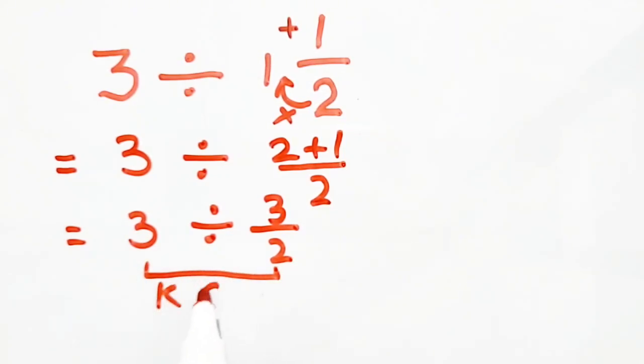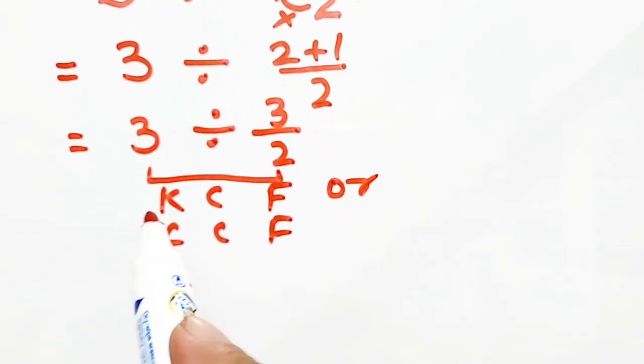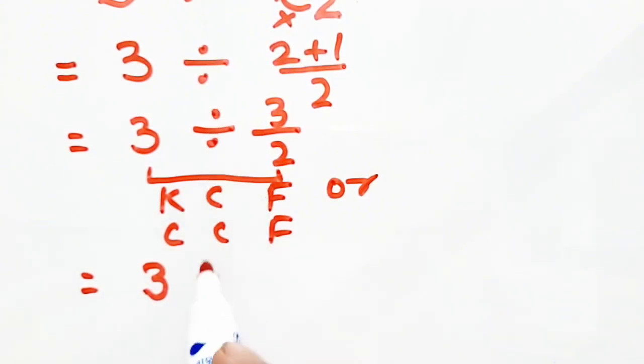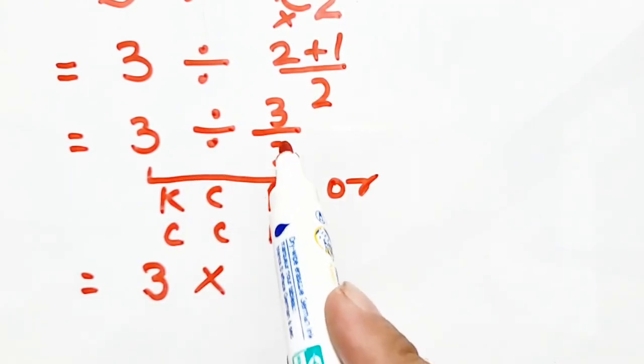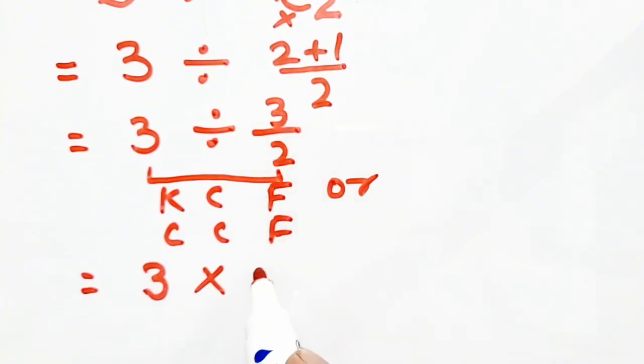KCF rule or CCF rule. Both are same. K means keep it or copy it. So 3 will remain unchanged. C means change it. It is divide, so it will be multiplied, and flip it. It is 3 by 2, so it will become 2 by 3.